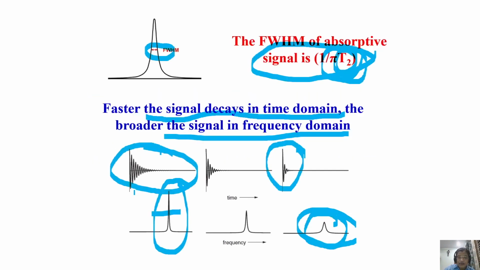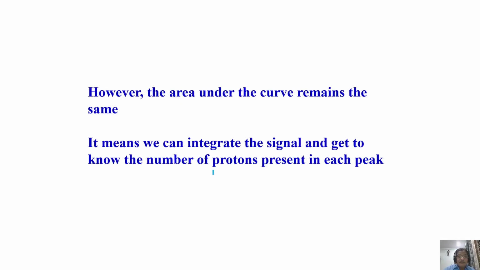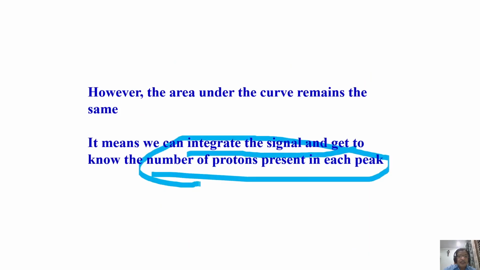But remember, whatever may be, the signal may be broad or sharp. Don't get confused, nothing is happening. The area of the peak remains the same. Area will not change. Whatever happens, the area remains the same. So you can still integrate the signal and know how many protons are present in each peak.